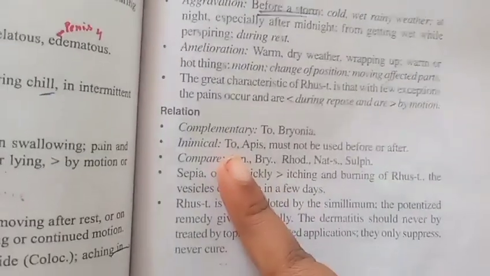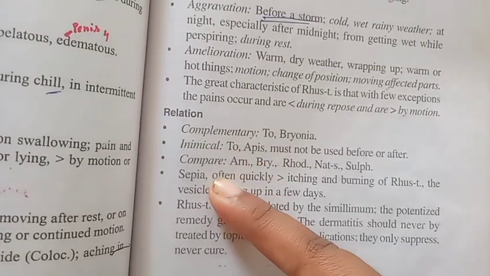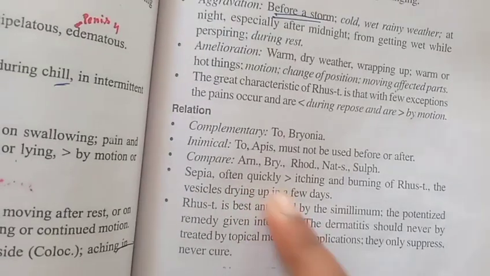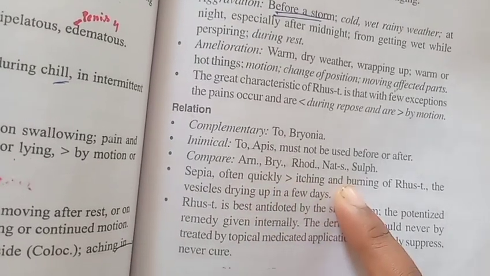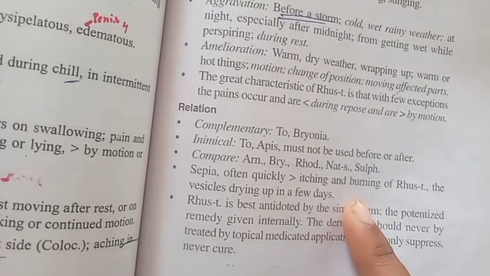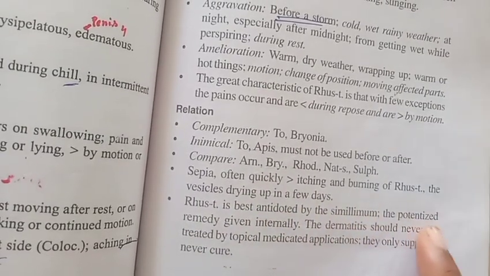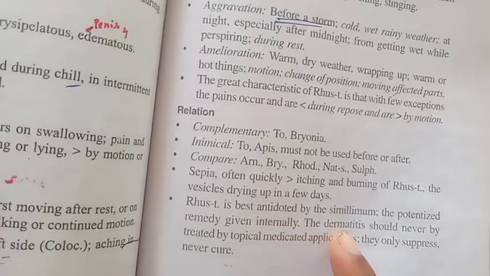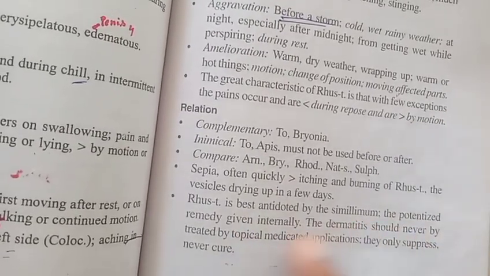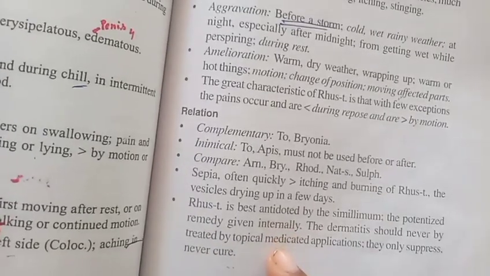Complementary to Bryonia, identical to Apis. Compare Arnica, Bryonia, Rhododendron, Natrum sulphuricum. Sepia often quickly ameliorates the itching and burning of Rhus, the vesicles drying off in a few days. Rhus is the antidote, the simillimum, the potential remedy if given internally. It will only suppress the dermatitis, never cure, if we use it topically.